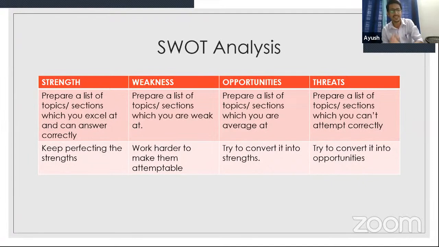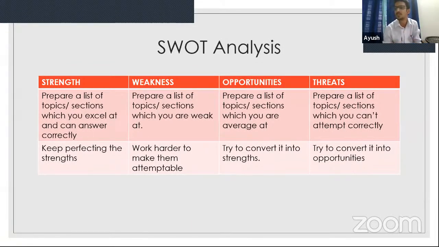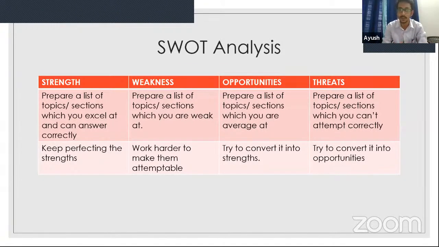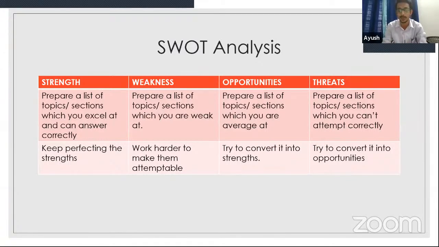And again, it goes without saying, keep perfecting the strength. Some or many of us might make this silly mistake: if we think we already know something and are good at it, we move away from that and start preparing something else, especially when we have time, when we are preparing for CLAT for a long time. We think, I'm done with this, let me move on to something else. This is a mistake we commit. So don't forget to keep repeating, because repetition is required. You have to practice more and more.